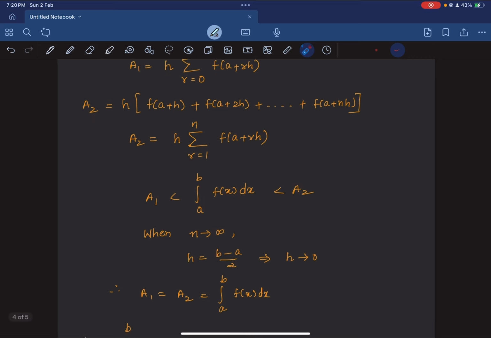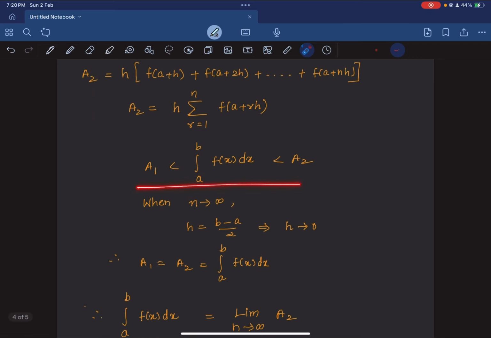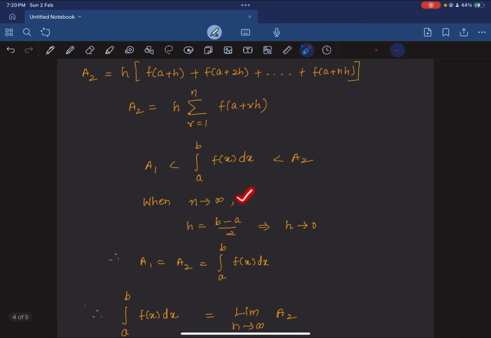So now we have this a1 and a2. All right, and this is the relation that we have. When n tends to infinity, h is (b minus a) upon n. So when this n goes to infinity, h goes to 0.